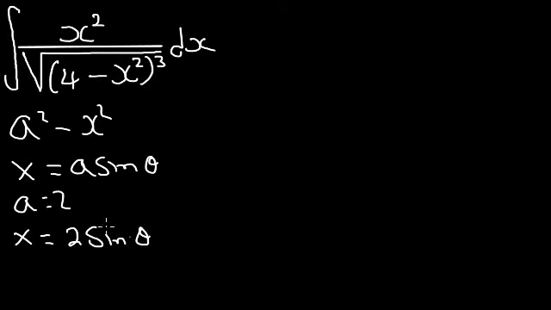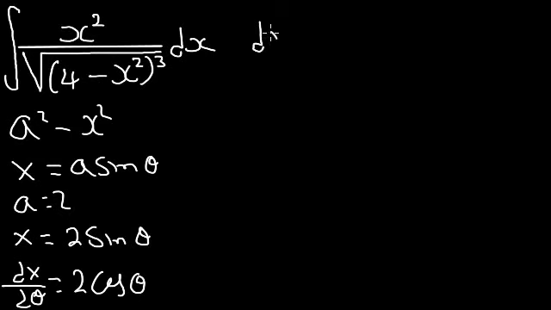Now I will need dx in terms of d theta. To get that, I will need to differentiate x with respect to theta, that is, dx over d theta. What exactly is the derivative of sine theta? That's simply cos theta. So that should be 2 cos theta. Now let me solve for dx. Solving for dx, I should have dx equal to 2 cos theta d theta, by just multiplying both sides by d theta.